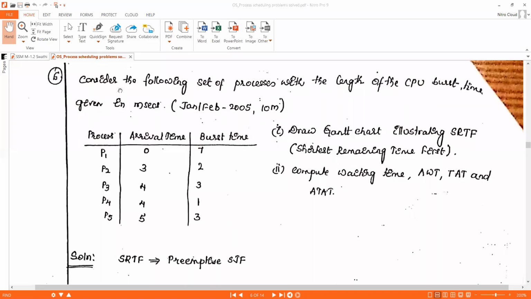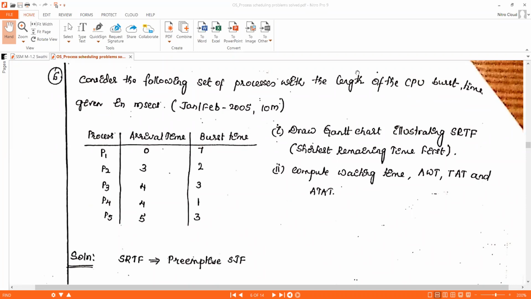Consider the following set of processes with the length of CPU burst time given in milliseconds. The processes are process 1, process 2, process 3, process 4 and process 5, and their arrival times are 0, 3, 4, 4, 5, and their burst times are 7, 2, 3, 1, 3.